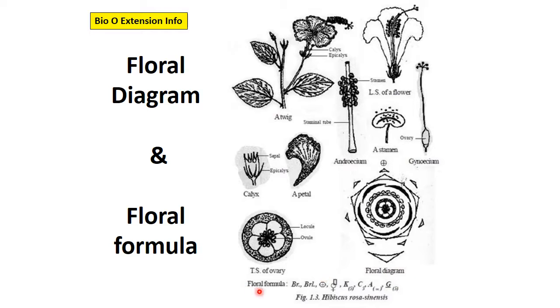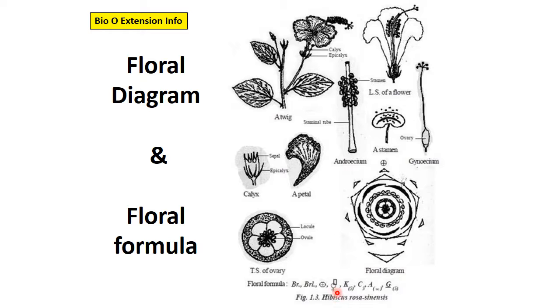On the lower section, this is the floral formula. You can get a lot of information from both the floral diagram and the floral formula. For example, in this floral formula, you can see all these Br, Brl, which are the bracts, and that means the number of them. These symbols here, a circle with a cross, tell you that this flower is symmetrical, so you can cut at any plane and it is symmetrical. Or it could be bisymmetrical for some flowers, or maybe even irregular for certain flowers.